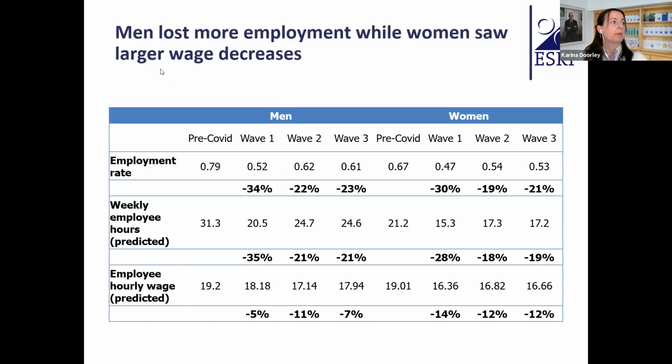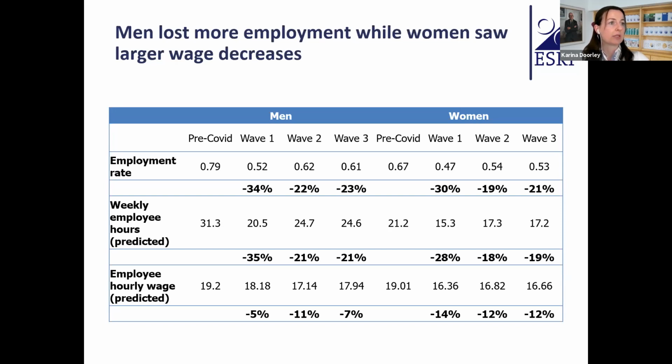So here I'm showing the employment rate, the weekly employee hours, and the employee hourly wage for men and women separately at each point during the pandemic. So going from pre-COVID to wave one, the male employment rate dropped by 34%, and you can compare that to the female employment rate dropping by 30%. So men lost slightly more employment in wave one of the virus, and that pattern continued to a lesser extent in the subsequent waves.